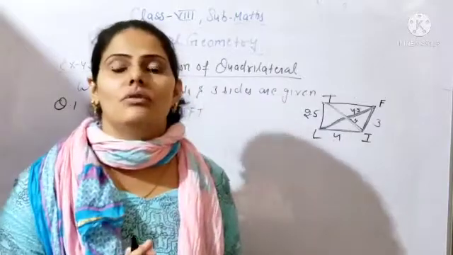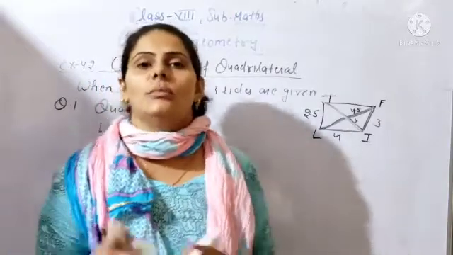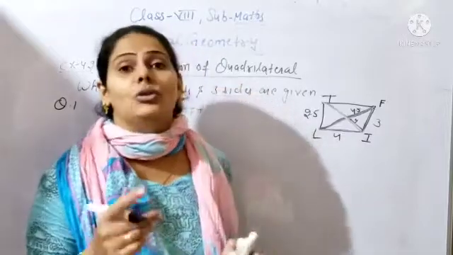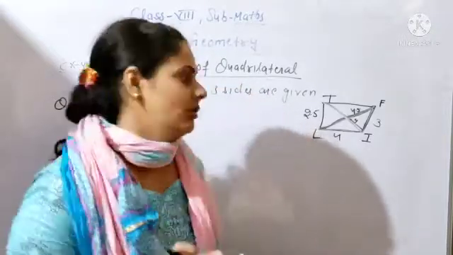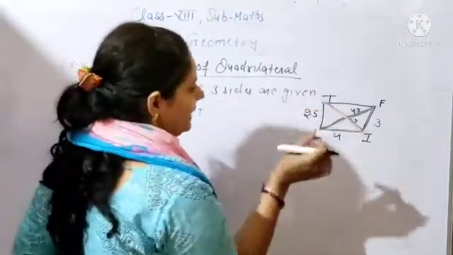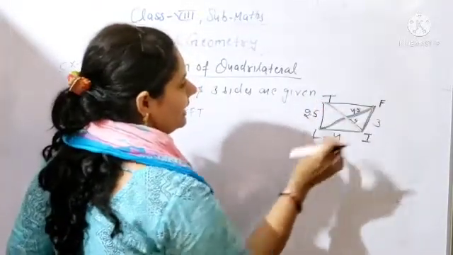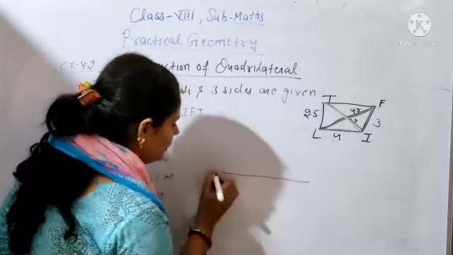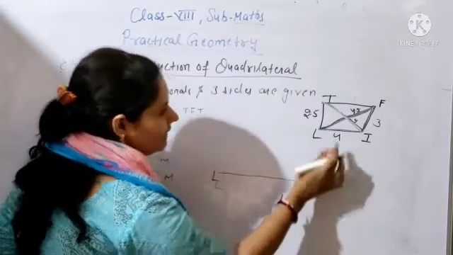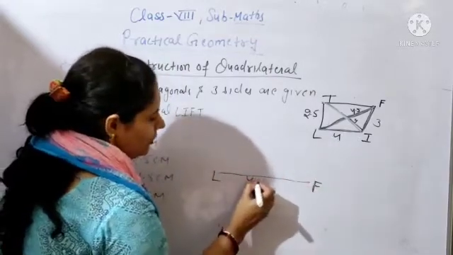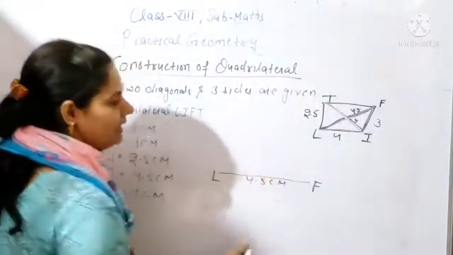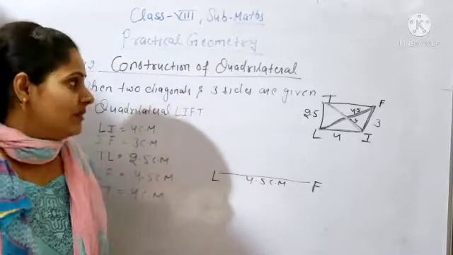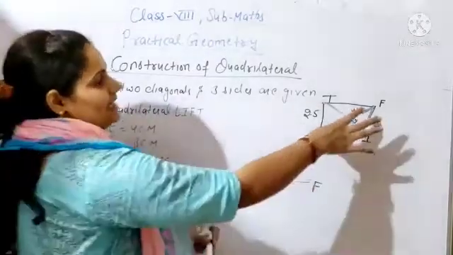So first you can assume any one diagonal and make the complete triangle. For example, I am taking the diagonal LF. First you will draw the line LF. And what is the length of LF? It is 4.5 centimeters. Clear? So draw the line segment LF of 4.5 centimeters. Now downwards, this is the diagonal LF.